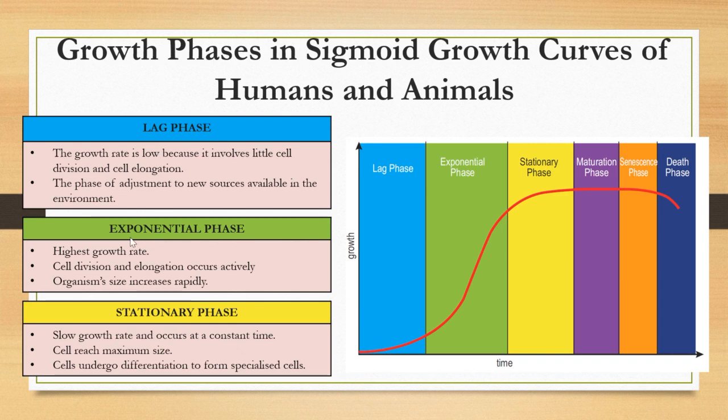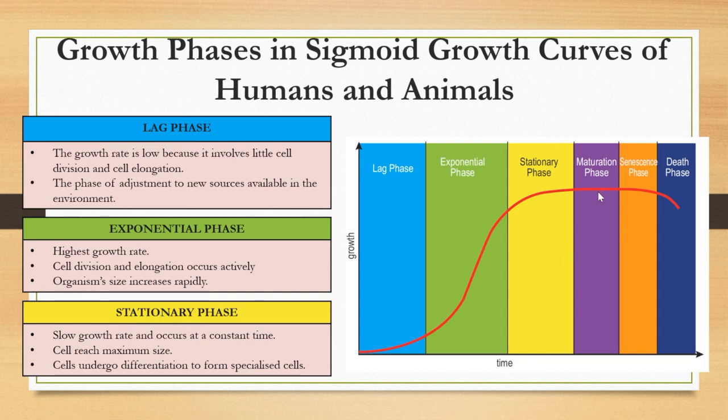Then the second phase is the exponential phase. We can see that it shows the highest growth rate. What happens here? Cell division and elongation occur actively, so the organism's size increases rapidly. And then they enter the third phase, which is the stationary phase.